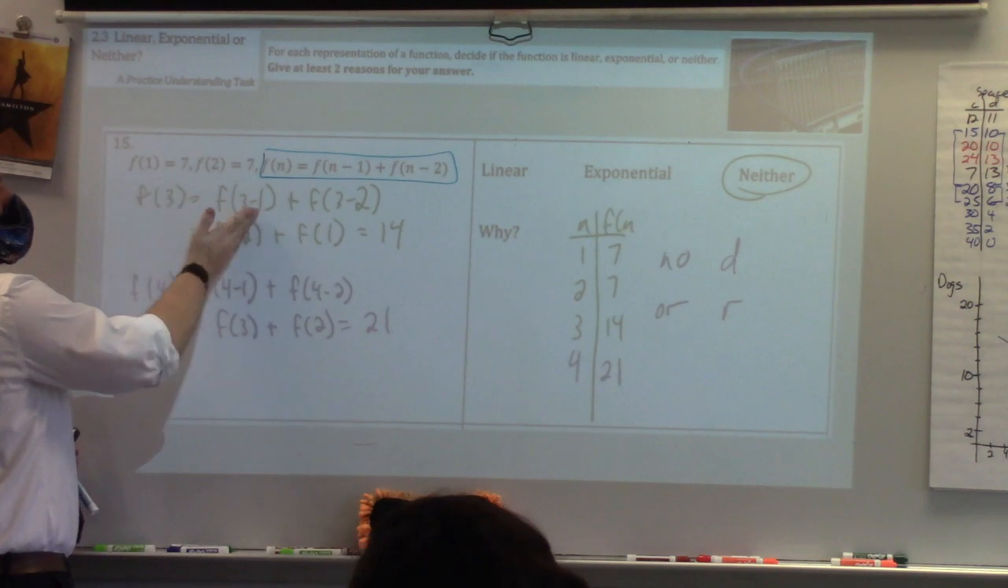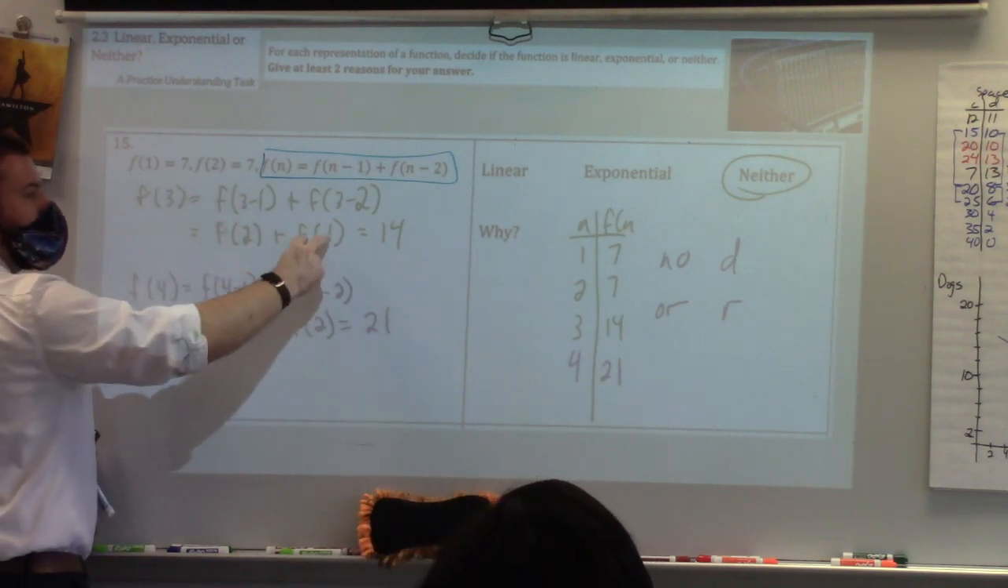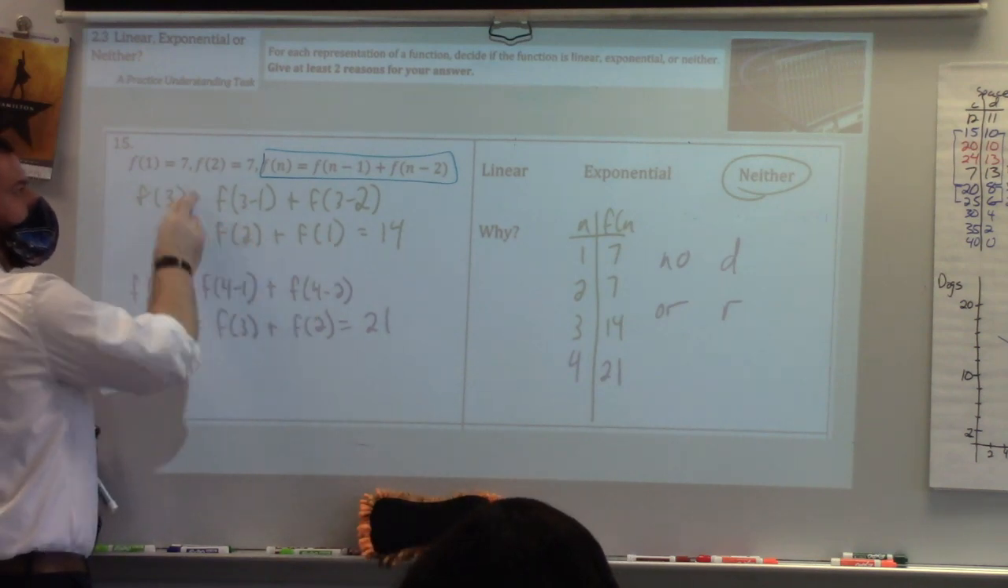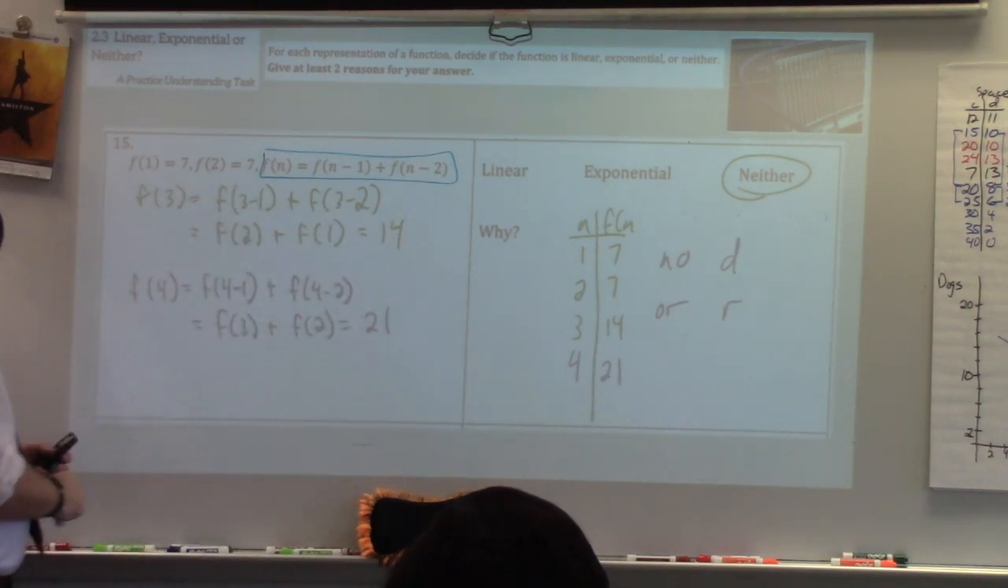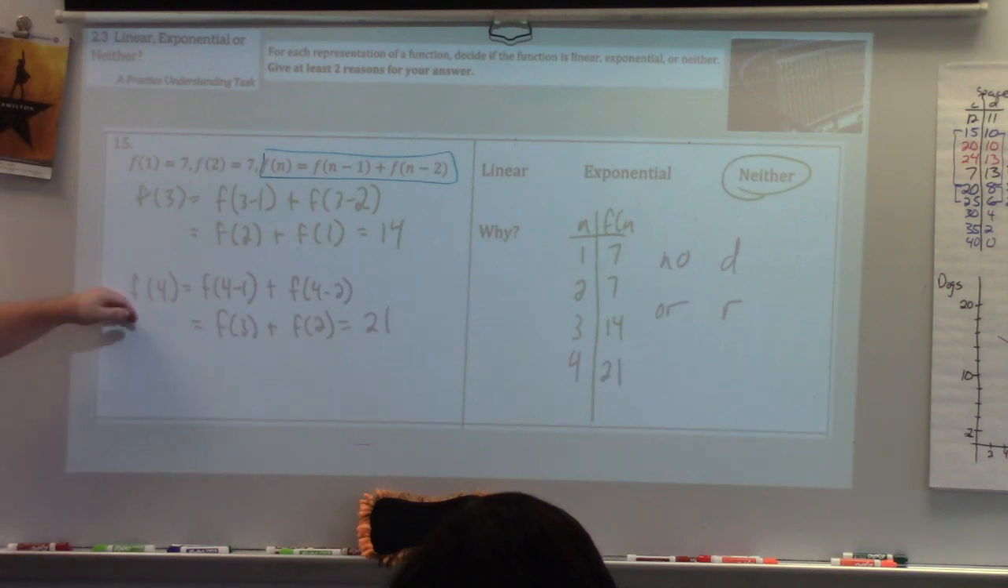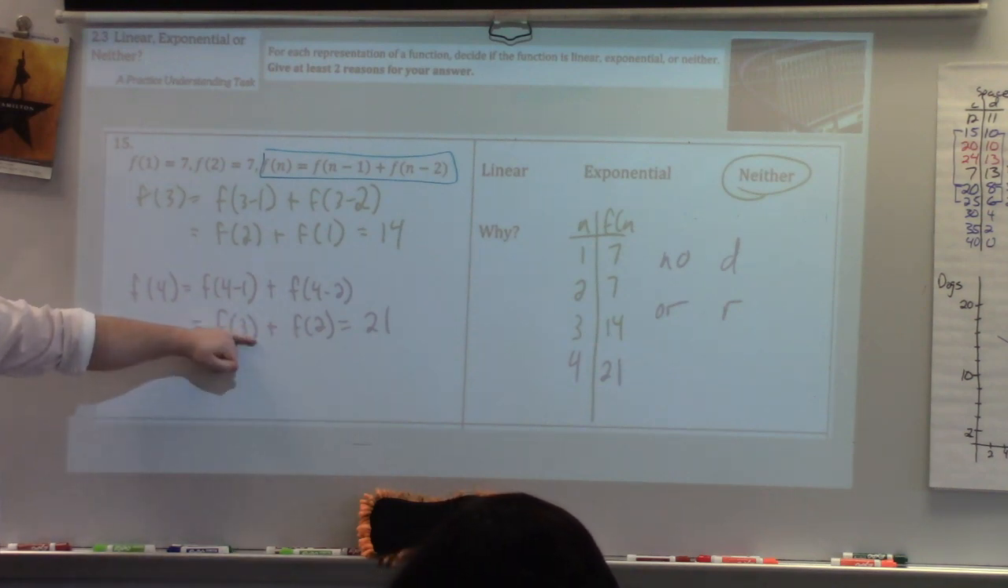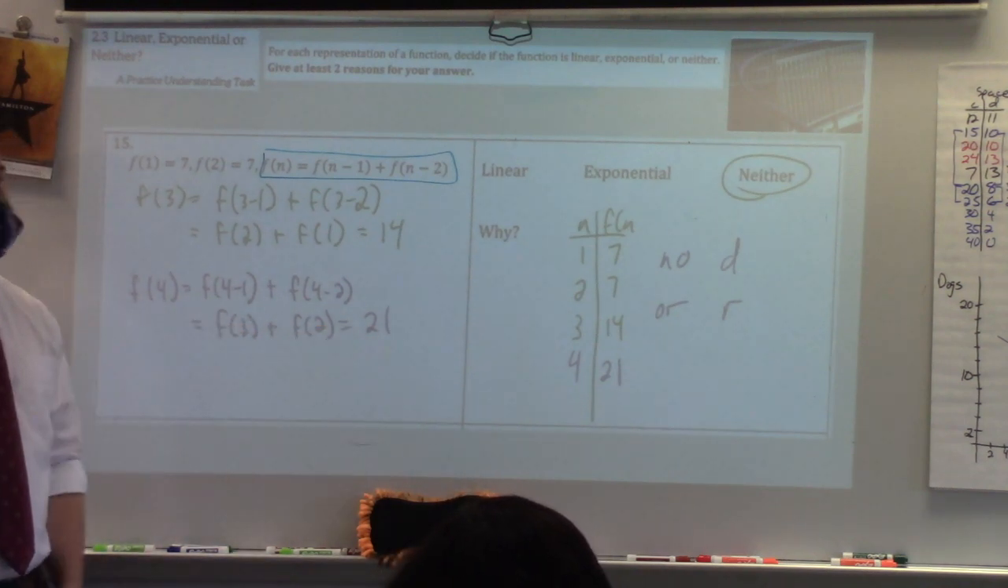So notice I plugged in my 3. 1 before 3 is 2. 2 before 3 is 1. And f of 2 is 7. F of 1 was 7. So 7 plus 7 is 14. F of 4 is based on f of 3 and f of 2. 14 plus 7 is 21.